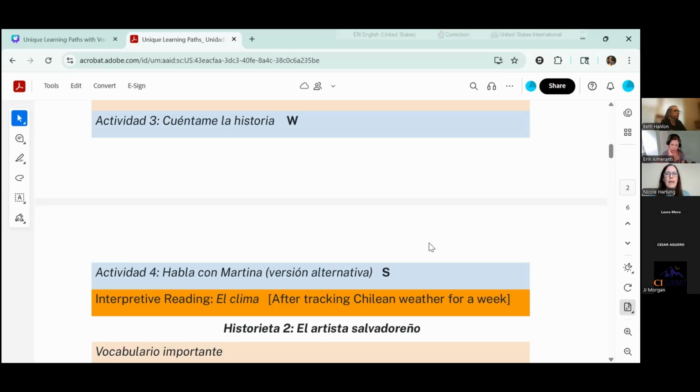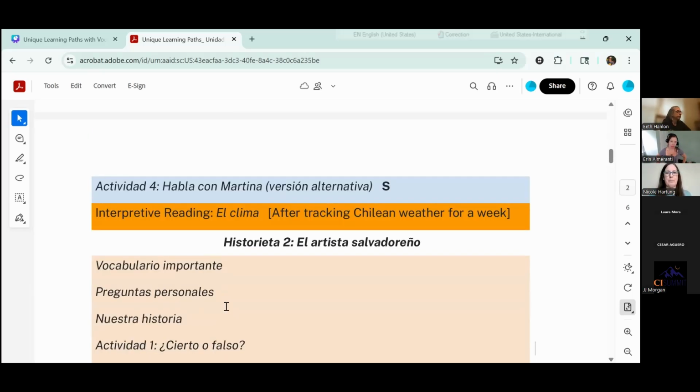Okay. And then the orange, right? These are things that I've used as assessments. I didn't start out using them as assessments and they're not called assessments, but I love them for assessments. And so this one here, this is interpretive reading on the weather or the climate. I also use the In My Community prompt, and I have students track, they get to choose a city in Chile, and they track the weather there for a week, and they compare it to the weather in Pittsburgh, where we live. So by the time we get here, they are ready to take this reading assessment. Okay.